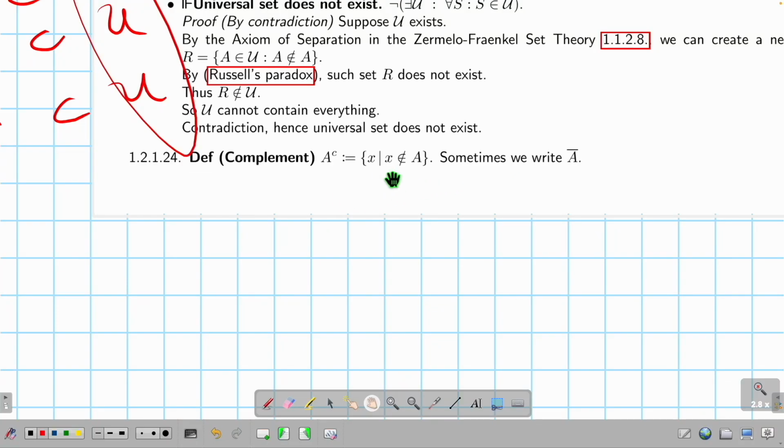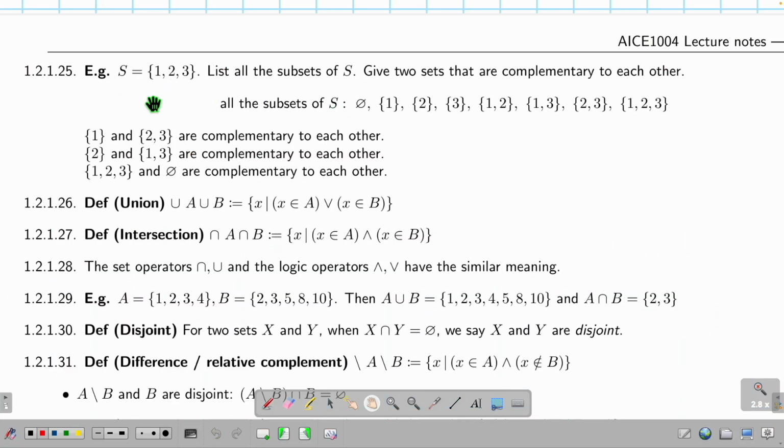Complement basically means not in A. For example, I have S equal to {1, 2, 3}. All the subsets, that means the power set of S, will be this bunch of things. Some sets are complements of each other, for example {1} and {2, 3}.